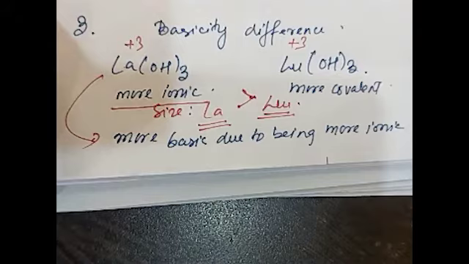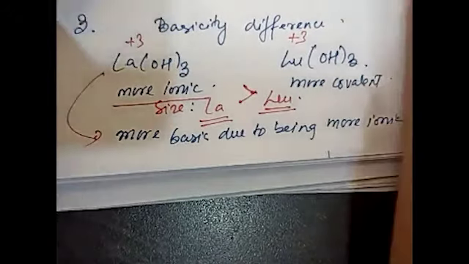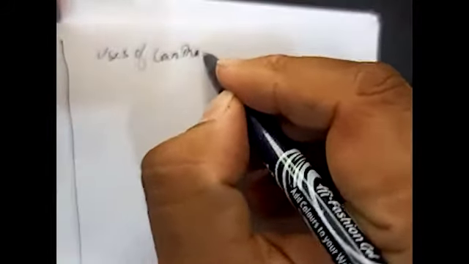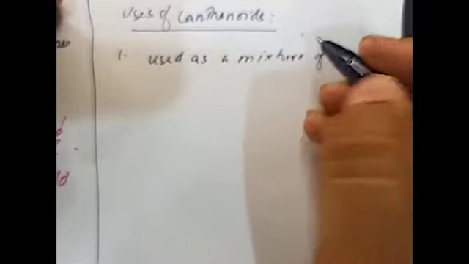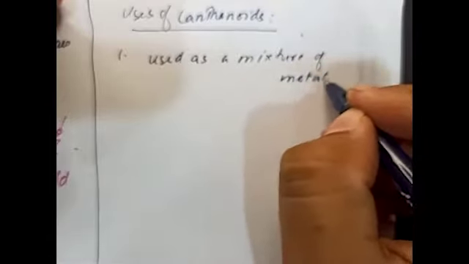All right, fine. Last topic, uses of lanthanoids. That's over. DNA block will be over after that. Uses of lanthanoids. Number 1, it is used as a mixture of metals.